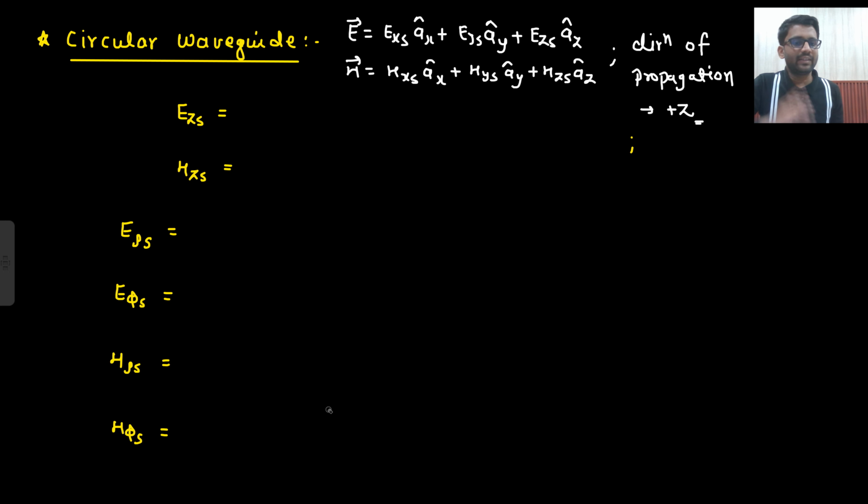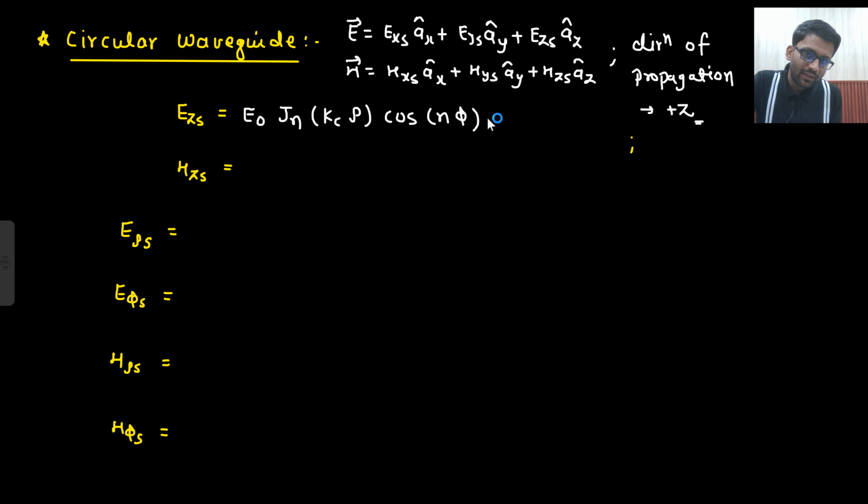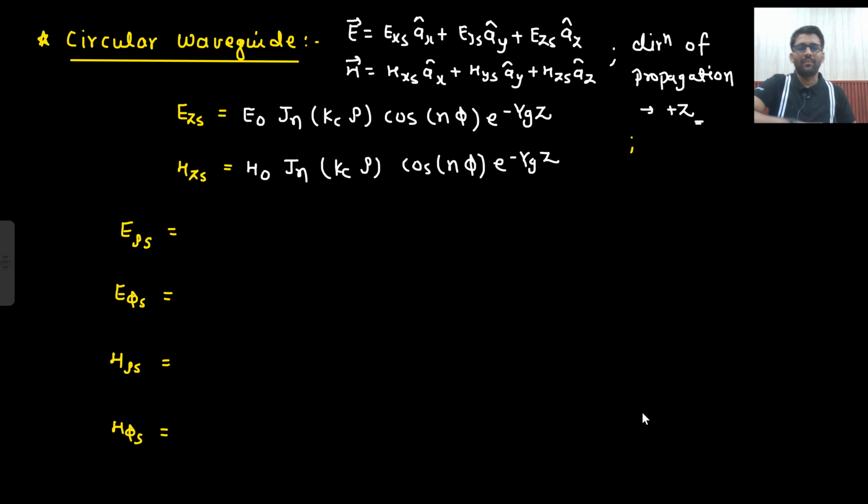Similarly, before applying the boundary condition, what is your EZS here? That is E naught Jn Kc rho cos n phi e to the power minus gamma z. And what is your HZS? H naught Jn Kc rho cos n phi e to the power minus gamma z. You need to keep this in your mind.